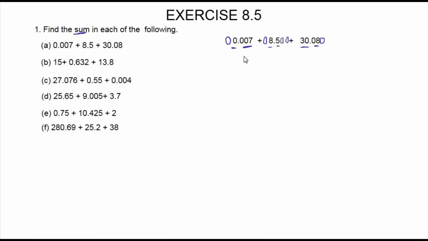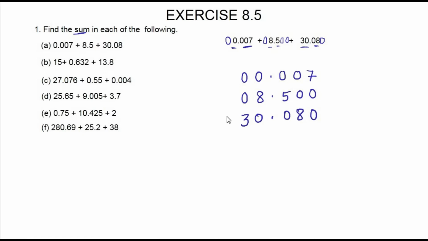Now we can easily add these three numbers. Let's write down the first number, 0.007, then 08.500, then 30.080. Keep in mind that you always need to write ones below ones, tens below tens, decimal point below decimal point, tenths below tenths, hundredths below hundredths, and thousandths below thousandths.